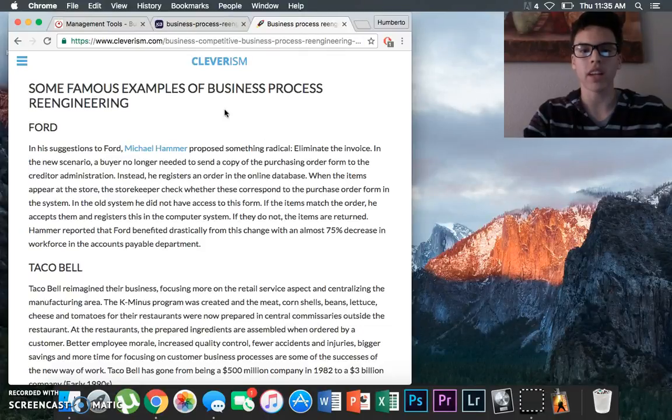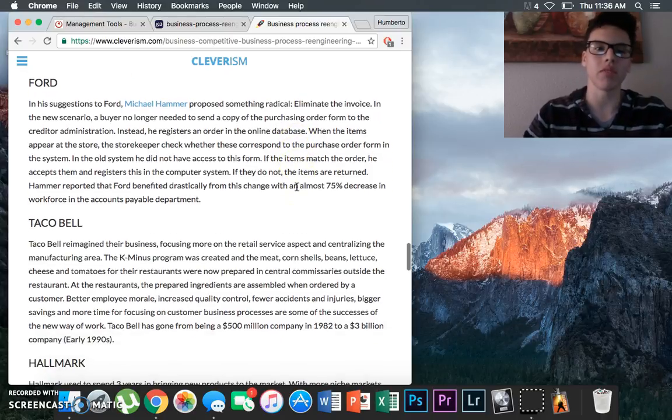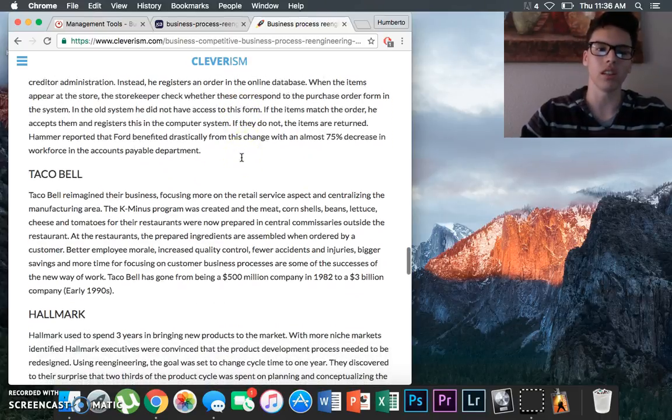If the items match the order, he accepts them and registers this in the computer system. If they do not, the items are returned. Hammer reported that Ford benefited drastically from this change, with an almost 75% decrease in workforce in the accounts payable department. So it sounds like Ford really benefited from this BPR after Michael Hammer had proposed it to them, especially eliminating the invoice and causing a whole lot of problems.